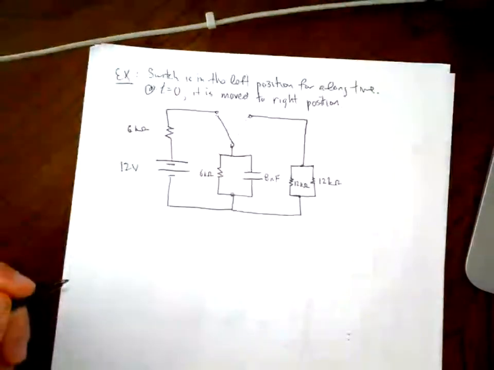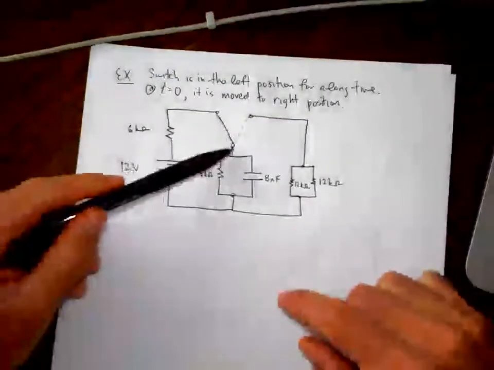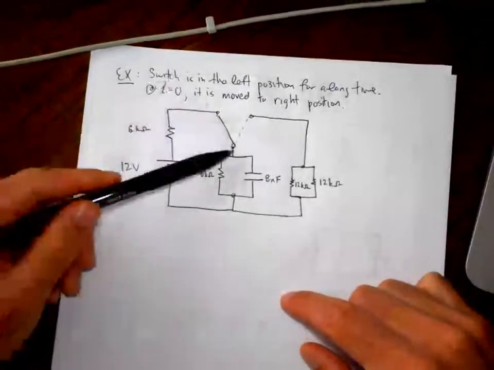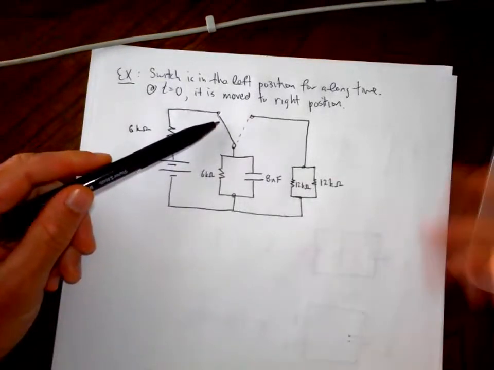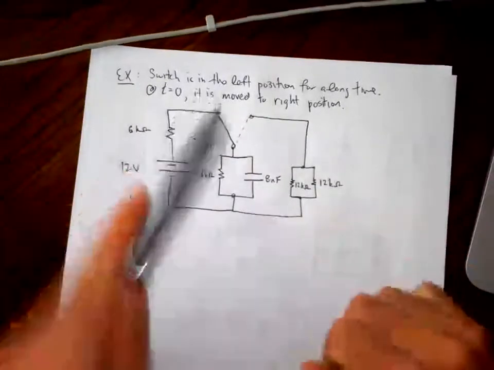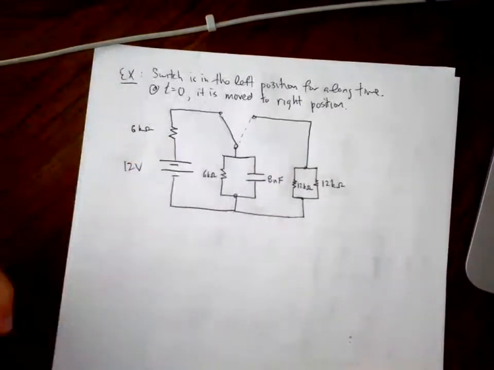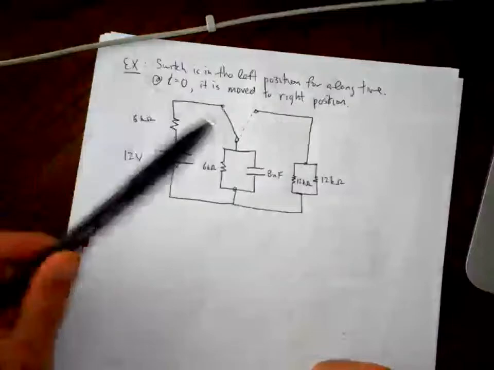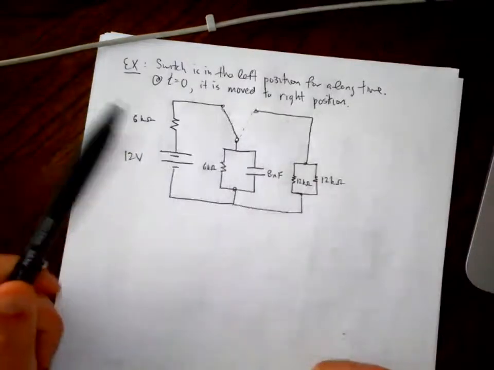Okay. So basically what's going to happen here is when the switch is in the left position for a long time, that's going to determine the initial charge on the capacitor. Once the switch moves to the right position, the capacitor is going to discharge, and then we'll be able to calculate what the time constant is.